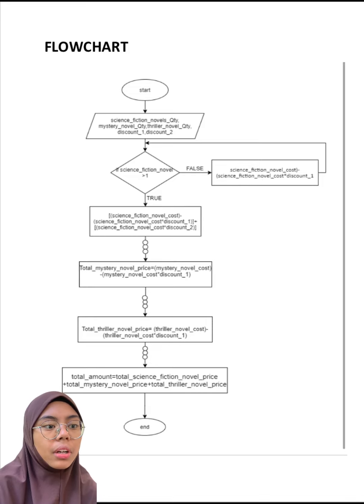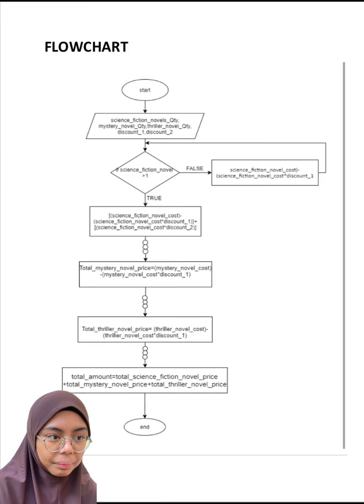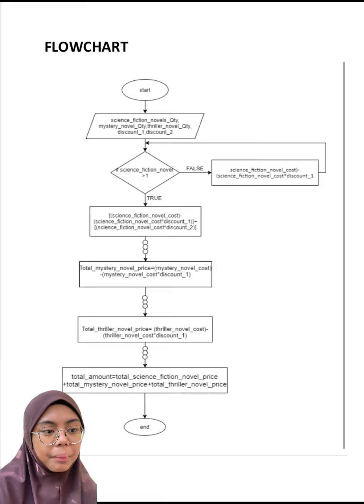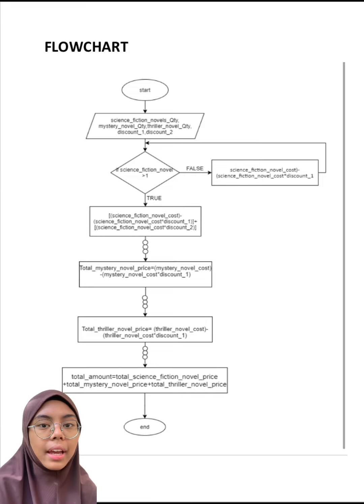Then to calculate the mystery novel and the thriller novel, I use a small circle shape, as it is a process. Then after you have finished calculating all the prices of the 3 novels, we calculate the total amount by adding them all, then end with an end in a circle shape.